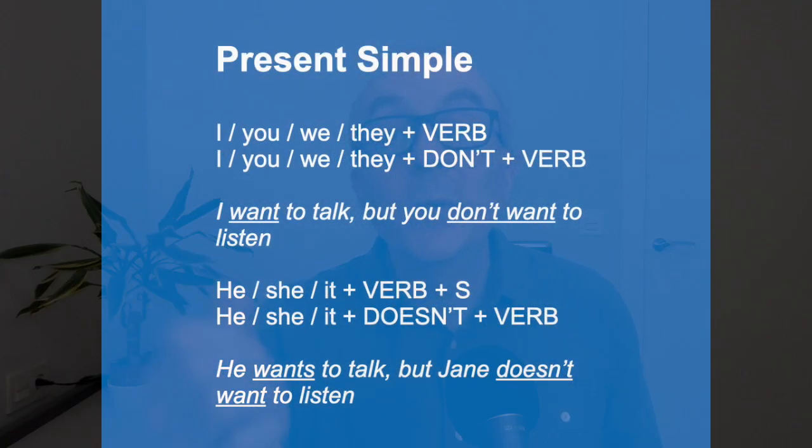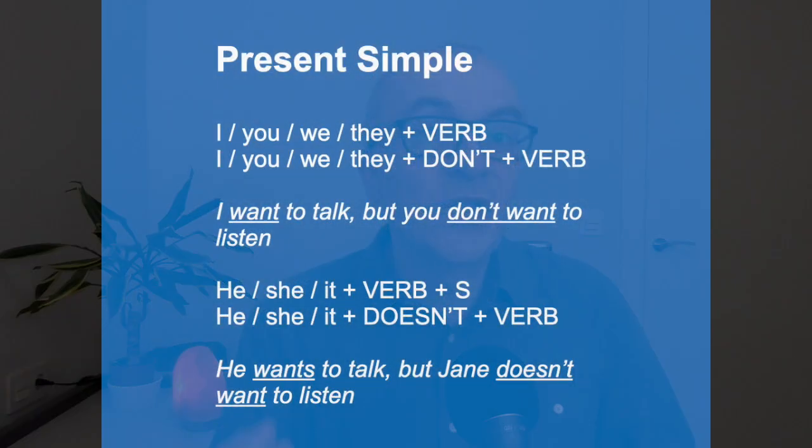So let's have a look at the form here. We will say I, you, we, they, plus the verb. So I live, you live. Or in the negative, I don't live in England. I live here. So it's I, you, we, they plus don't plus the verb. For example, I want to talk, but you don't want to listen.